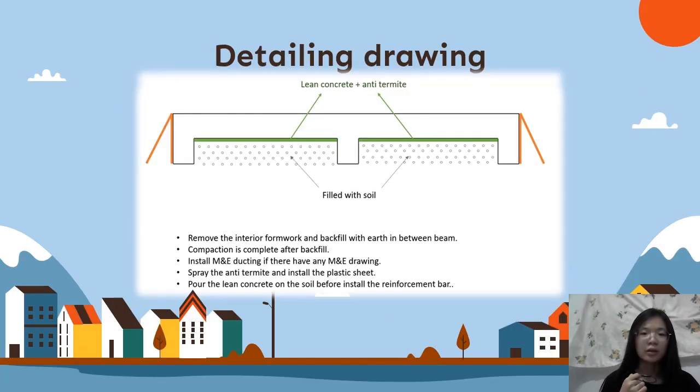This is the detailing drawing for the ground slab. We need to remove the interior formwork and backfill with earth between the beams. After backfill, we need to do the compaction. If there is any M&E drawing, we need to install the M&E piping. We need to spray the anti-termite and install the plastic sheet, then follow with pouring concrete on the soil before we install the reinforcement bar.